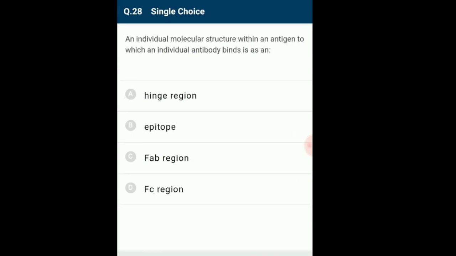Question number 28. An individual molecular structure within an antigen to which an individual antibody binds is known as an. Antigens are exogenous substances, that is, toxin components of the pathogen or foreign particles that enter the body and stimulate the production of antibodies. They are mainly proteins present on the surface of cells and microbes such as bacteria and viruses. Combining sites of the antigen, called antigenic determinants or epitopes, react with the corresponding antigen binding sites of the antibodies, called paratopes. So the answer is option B, epitope.